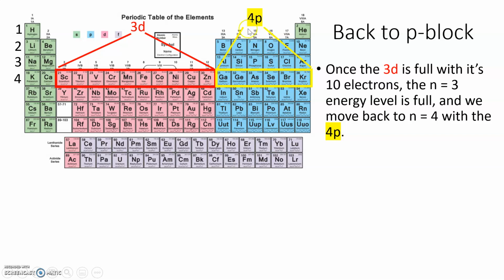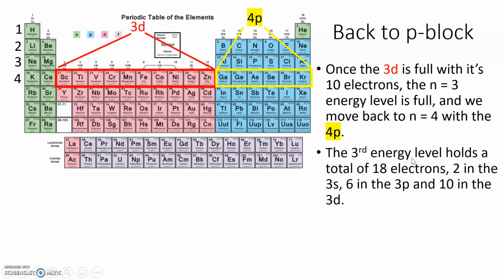We're back in P block. P block is this block of 6 here, 6 wide. And at that point, then you're done with the third energy level. You have filled it to its max. Third energy level can hold 18 electrons. You can put 2 in the 3s, 6 in the 3p, and 10 more in the 3d. So you put a total of 18 electrons into the third energy level.